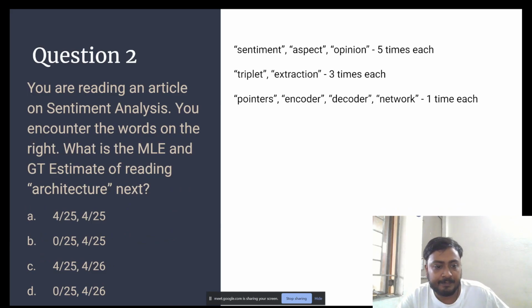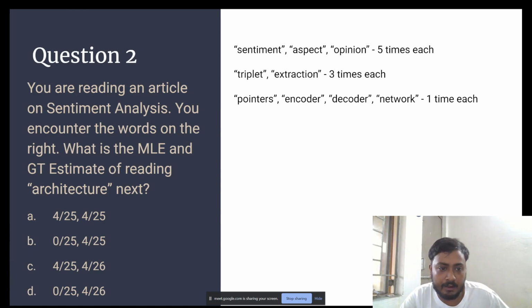All right, so now you are reading an article on sentiment analysis. You encounter the words on the right. It's not like you have encountered them one after another. They can be in any order, but these are the number of times you have encountered each word. These three words: sentiment, aspect, and opinion, you have seen 5 times each. Triplet and extraction were seen 3 times each, and pointers, encoder, decoder, and network, these 4 words were seen once each.